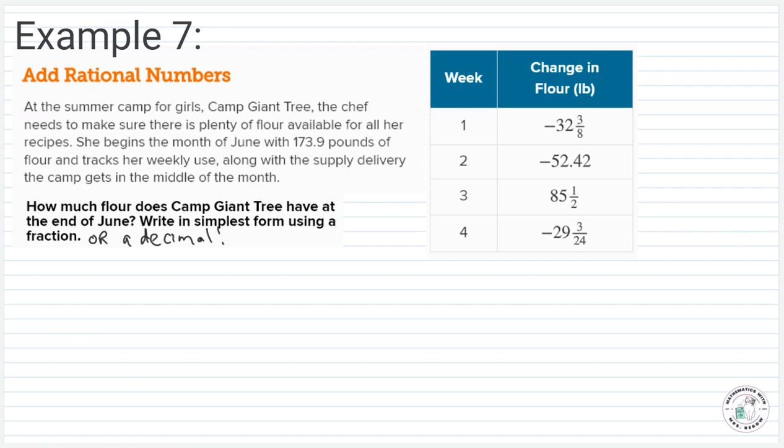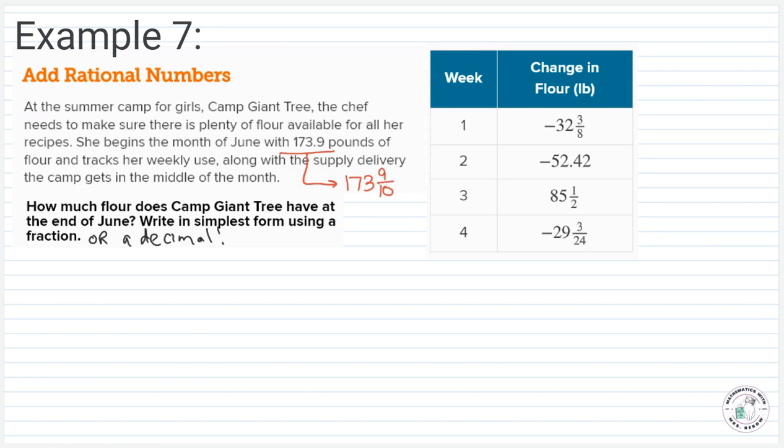We're going to write in simplest form using a fraction, and I added on or a decimal because honestly, as long as they're equivalent to one another, either form is fine. So we'll go through and we're going to use fractions just so we can remind ourselves how fractions work. However, if you want to use decimals on this one, you are more than welcome to. All right, so one of the things we have to keep in mind is our starting amount, right, which is the 173 9/10. And I'm going to go ahead and just write this as 173, and then we have 9/10.